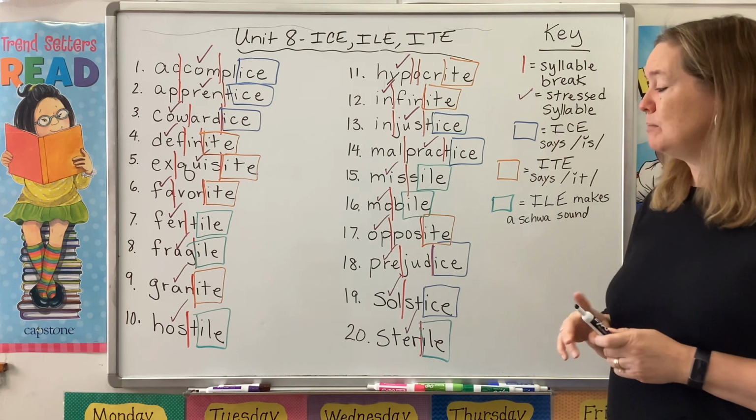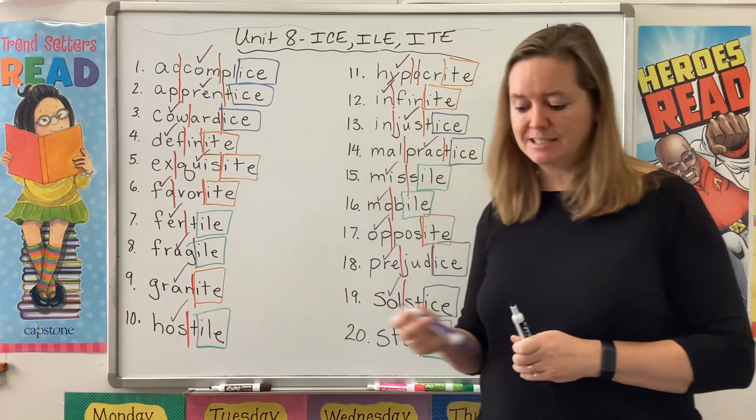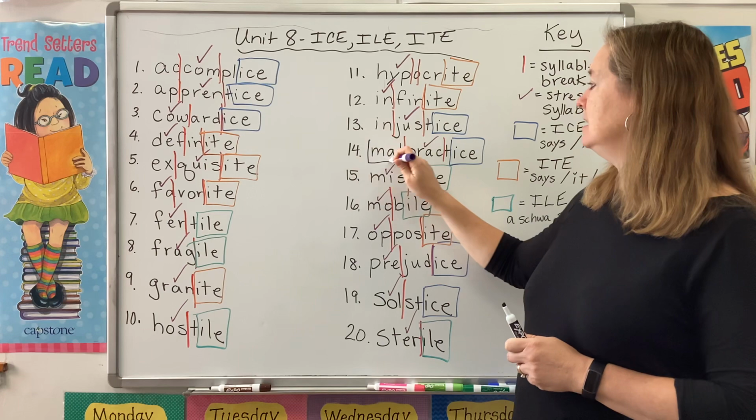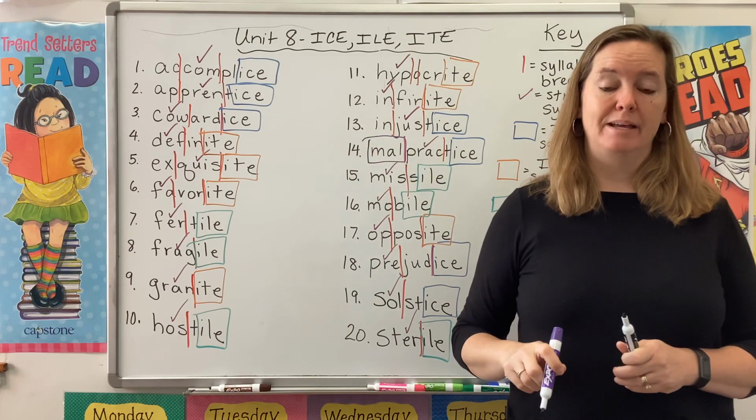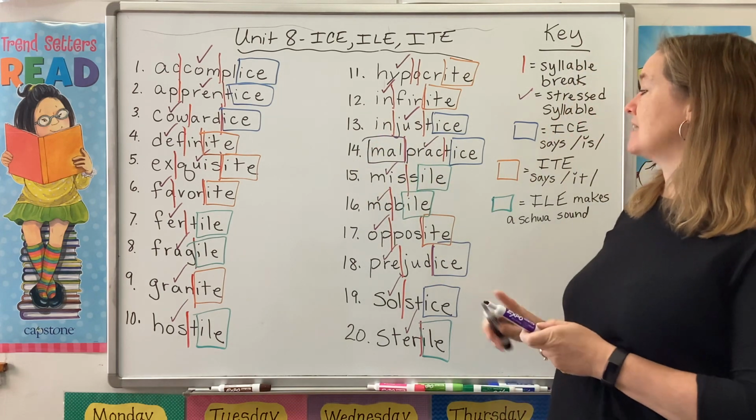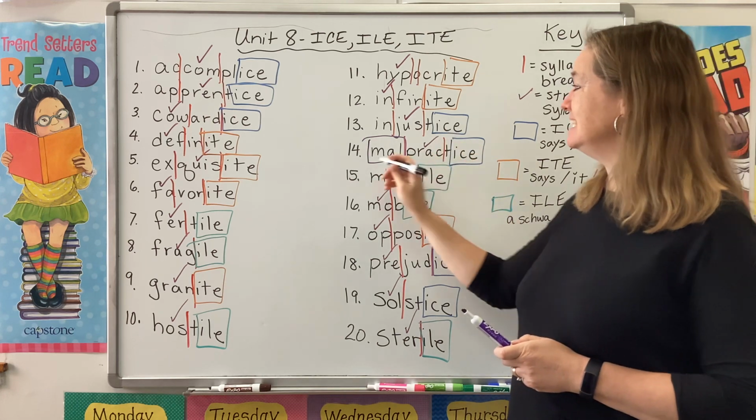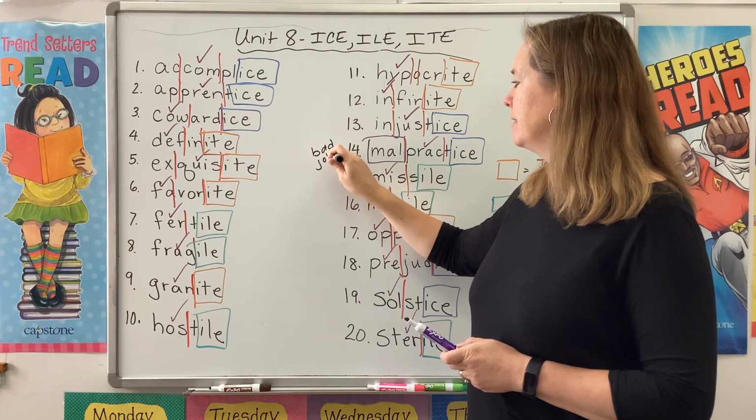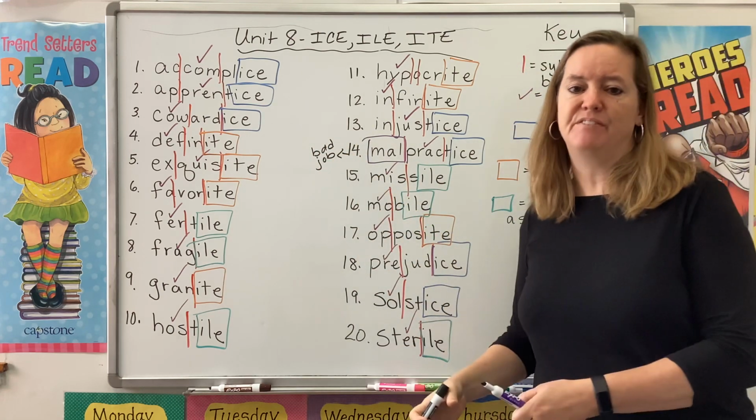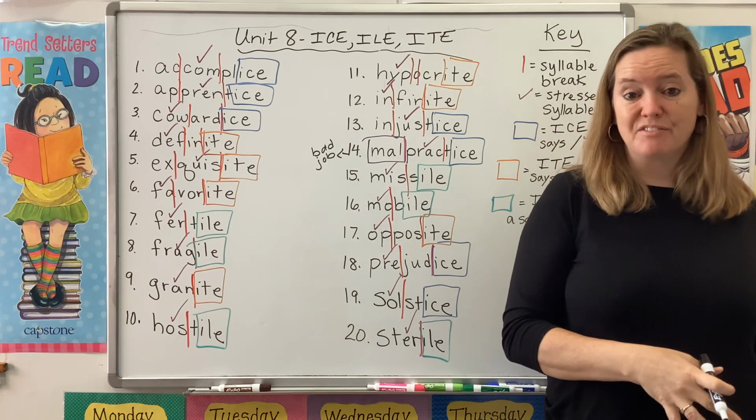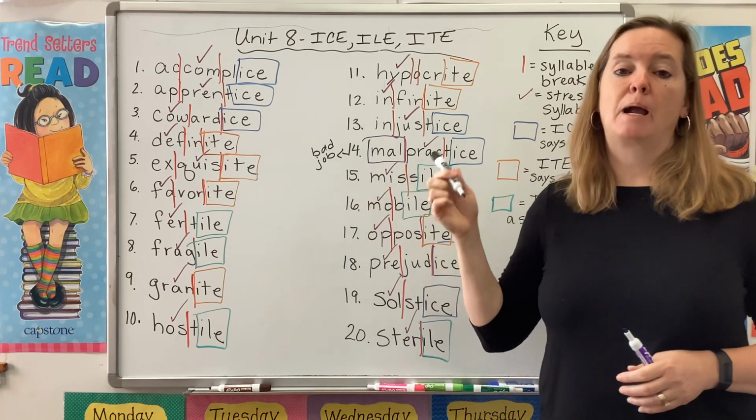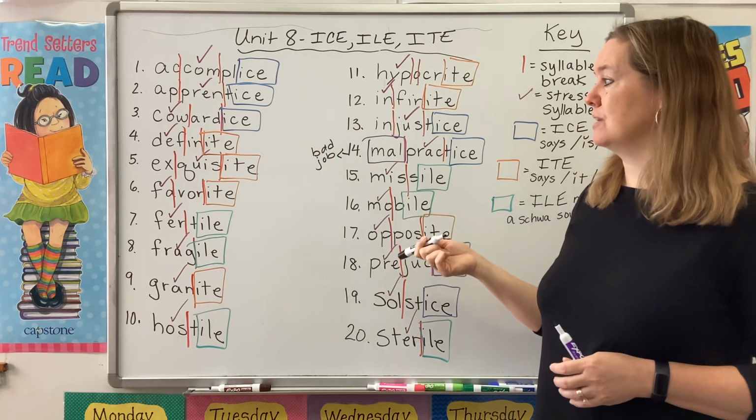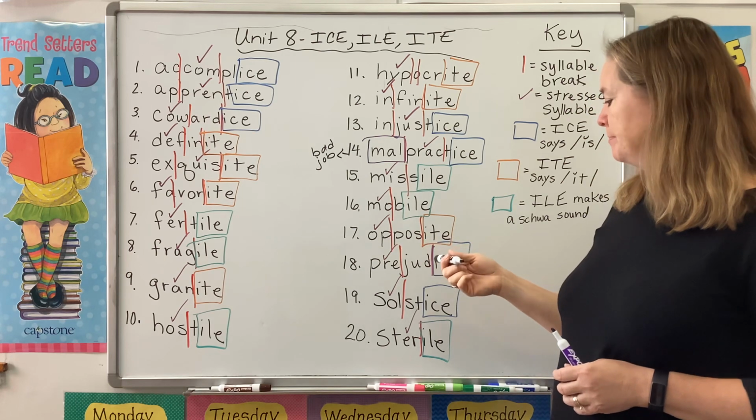I want to spend a little bit of time reviewing some prefixes. So we know that mal means bad, right? So if you sue your doctor for malpractice, that means he or she did a bad job, right? If they were supposed to amputate your right foot and instead they took out your left foot, well, you have a pretty strong malpractice case. They did a bad job, okay?